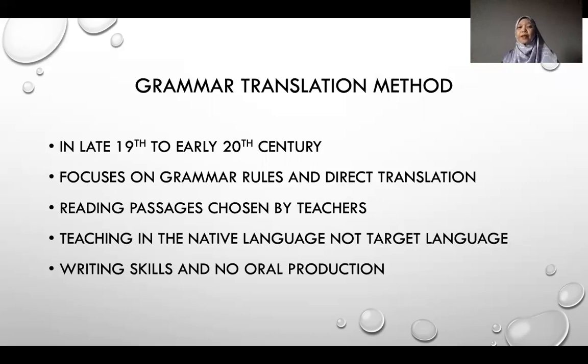As I mentioned earlier, grammar translation method was introduced in the late 19th century to early 20th century. This method focuses on grammar rules and direct translation. It was used to teach reading passages where teachers chose the reading passages and translated the target language into the native language. So the emphasis was on writing skills, but not on oral production. For this method, they focus more on translation.